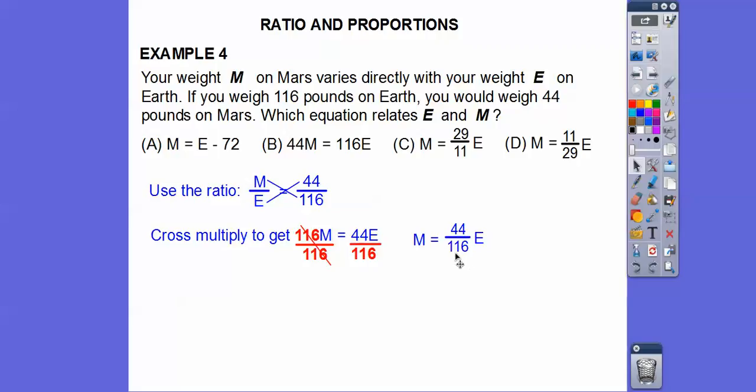The last 2 digits are 16. So since 4 goes into 16, 4 goes into 116. It goes in there 29 times, okay? So when you divide that, you get choice D right there, okay?